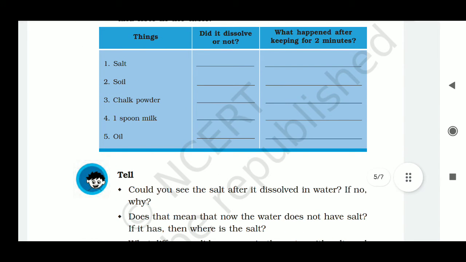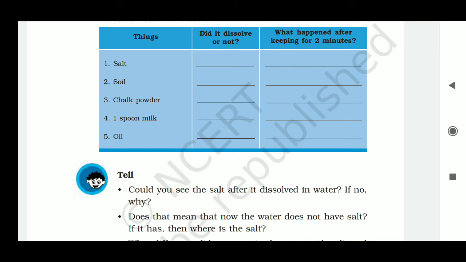So in order to perform this activity, you have to take water and add salt in it. We are not going to add all the items in the same glass. We are going to take a different glass of water for each, and perform this activity separately for separate things. So salt in water, soil in water, chalk powder in water, 1 spoon milk in water, oil in water.